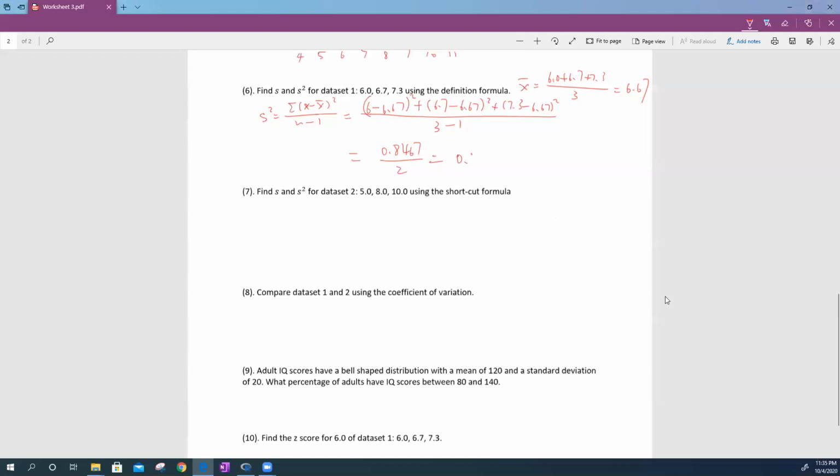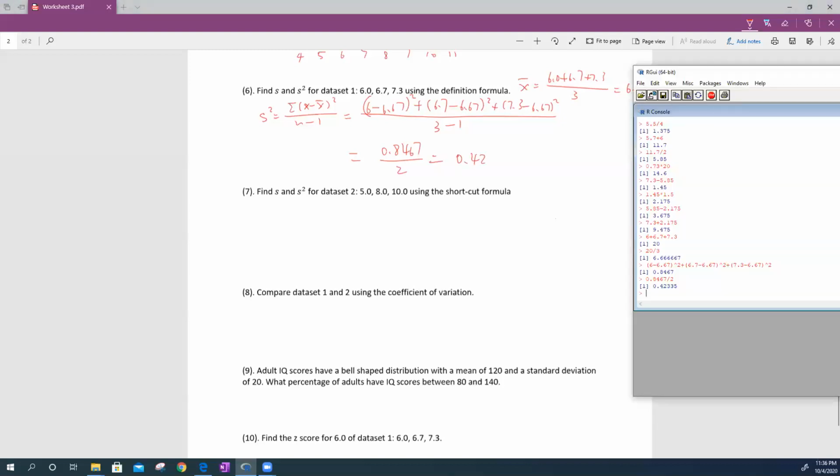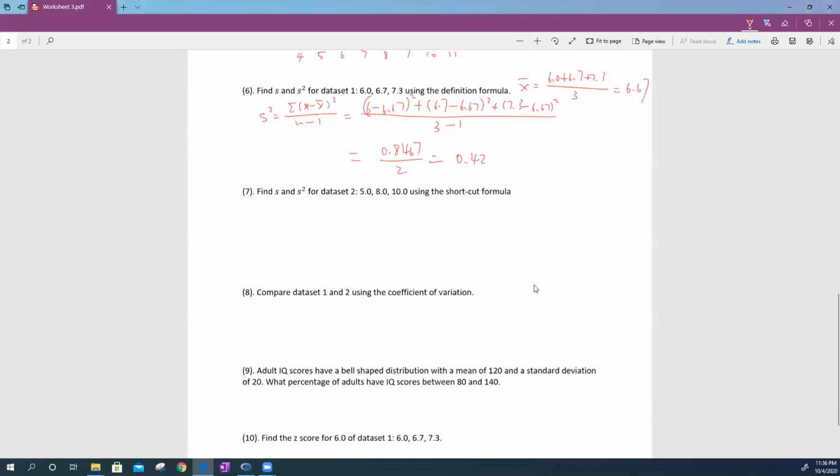So that's 0.4234. That's by the definition formula. Then we're going to look at the other data set, and we're going to use the shortcut formula.